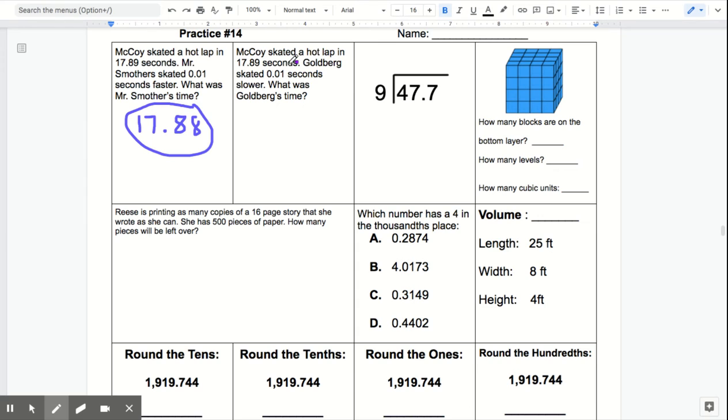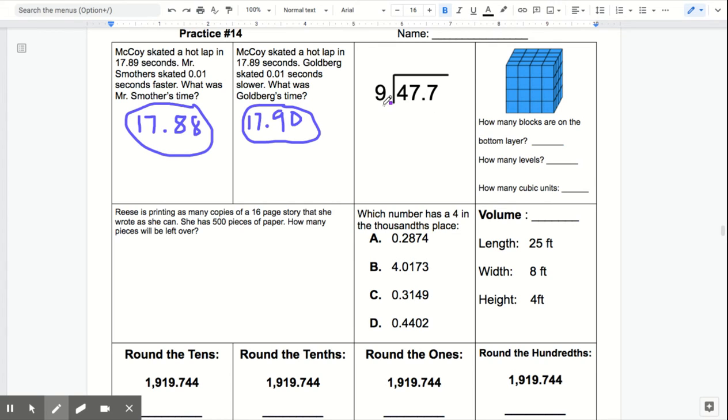And then Goldberg, the goalie, skated 0.01 seconds slower. So his time would be higher. So that'd be 17.90. Goldberg got pretty fast.